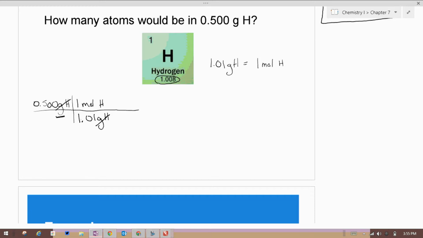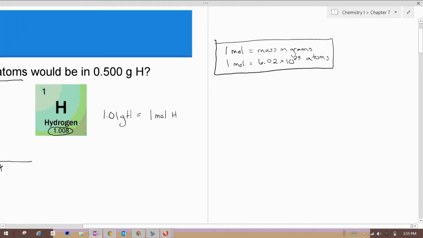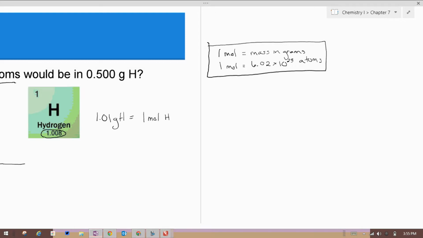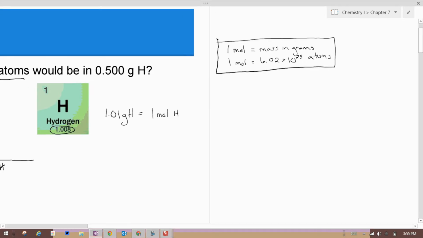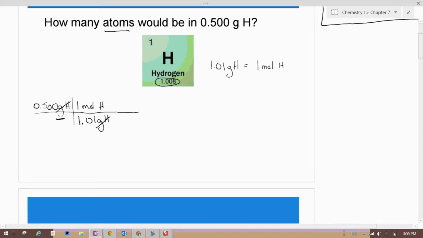My numbers are still there. That 0.5 and the 1.01, those are still there. We just canceled the units, and that's it. So now I'm in moles of hydrogen, but that's not what they asked me for. They asked me for atoms. So I need to use the other conversion factor, the fact that 1 mole of hydrogen is equal to 6.02 times 10 to the 23rd atoms.